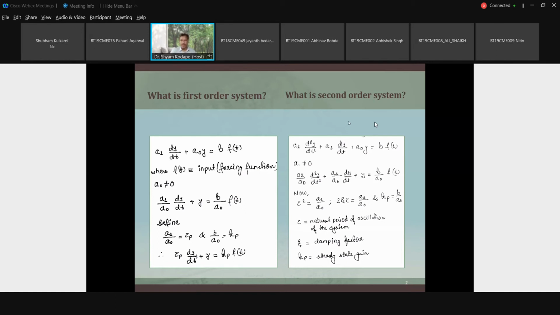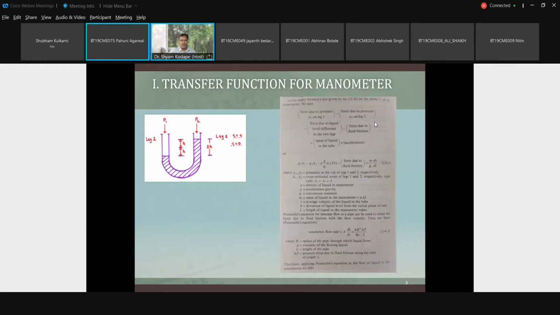Inherently second order system means when it will behave like a second order system. Is this visible? This PPT? Yes, sir. Okay, so the transfer function for the U-tube manometer we will discuss here.